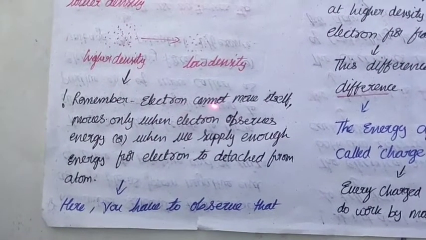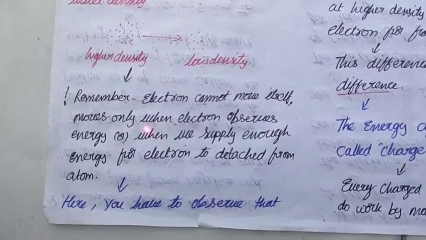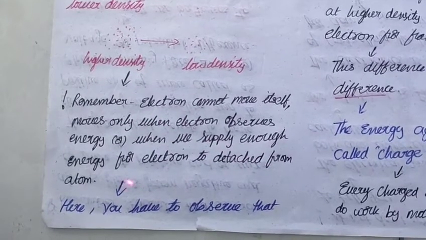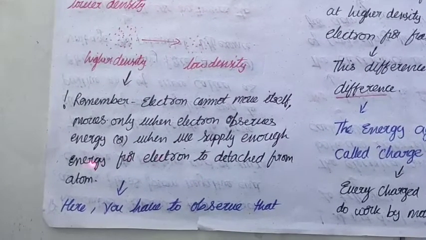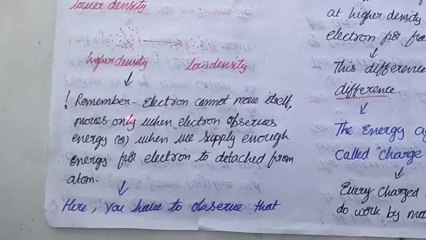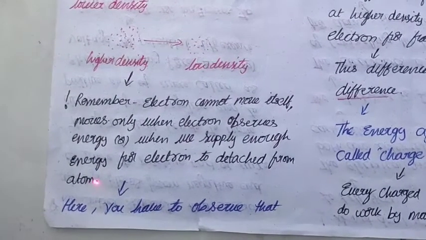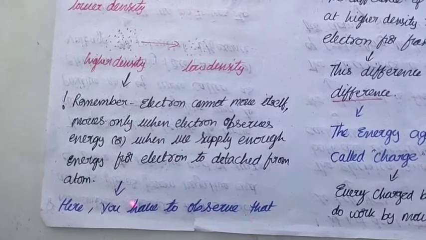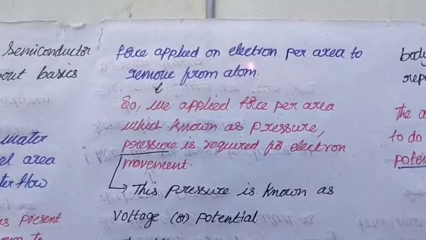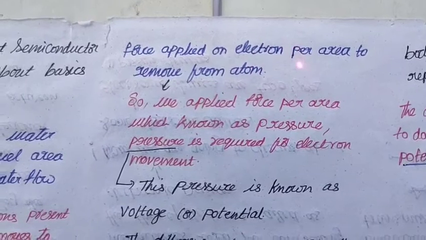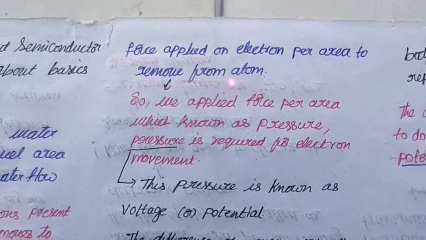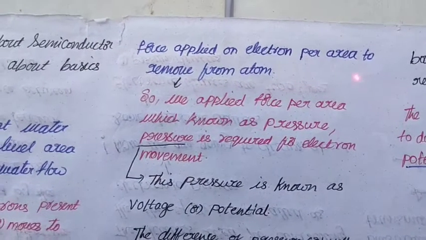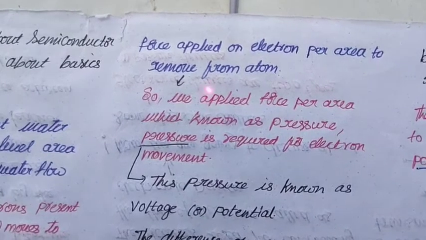Students, remember, an electron cannot move by itself. It moves only when the electron absorbs energy, or when we supply energy for the electron to detach from the atom. Detach means to leave and come out of the atom. It will not come out easily on its own. Here you have to observe that force is applied on the electron present in that area to remove it from the atom.